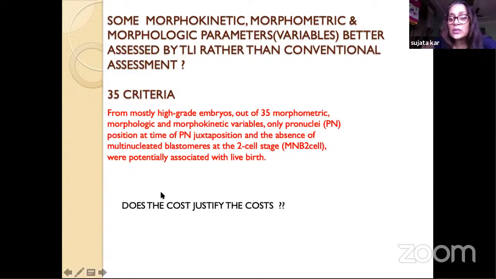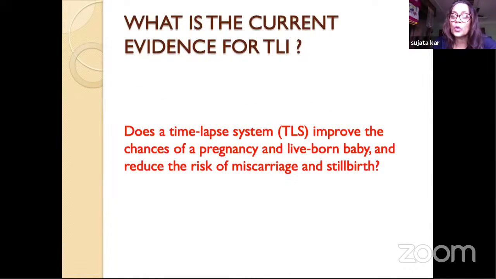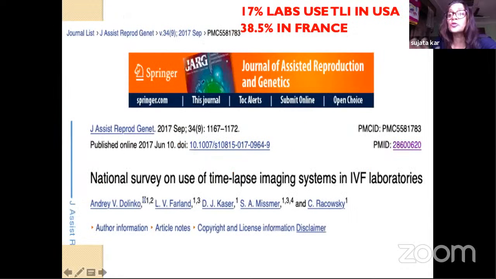So, does a costly technique like time-lapse justify the cost? Let us look at what the current literature says, because we are only interested in improving the chances of pregnancy, which is pregnancy rate, live birth rate, miscarriage rate, and stillbirth rate. These are the 4 parameters that we want to be improved in our IVF cycle. Does time-lapse help us to do that?